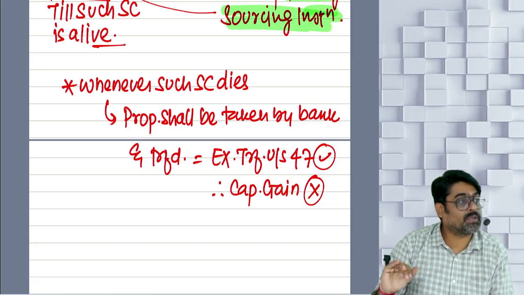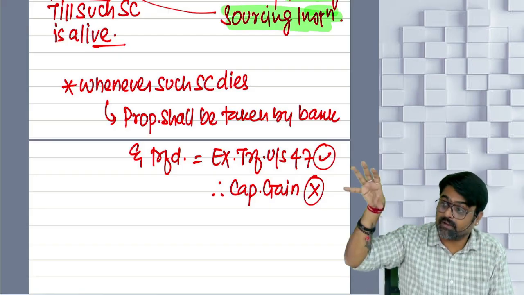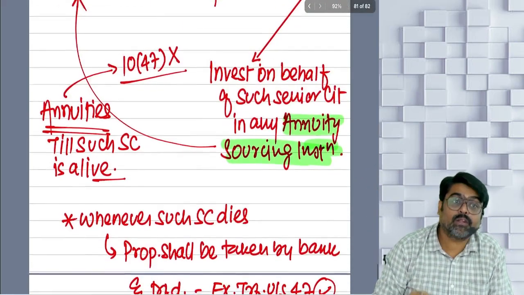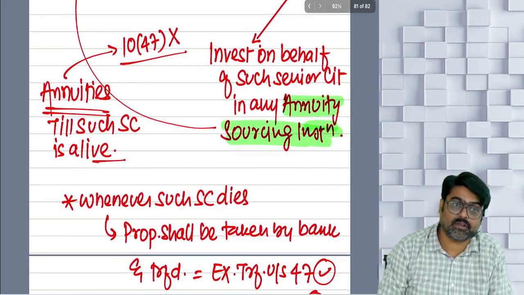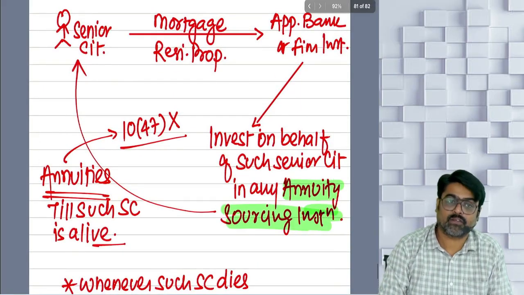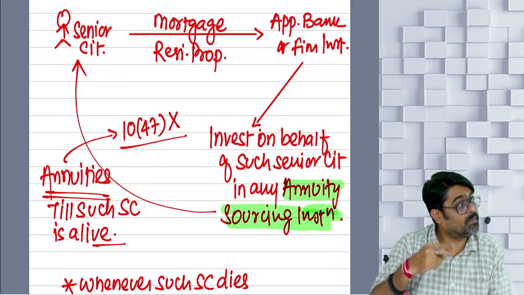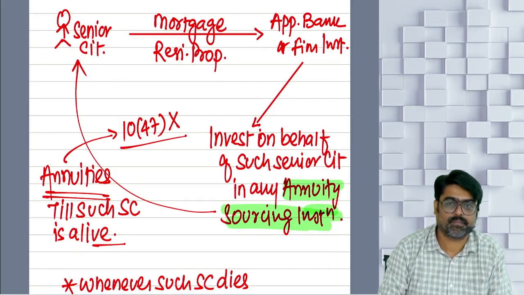But in the second option, the amount of loan, instead of being given to the senior citizen, will be invested in an annuity sourcing institution on behalf of the senior citizen, and from that institution regular income will go to the senior citizen, okay? And that income will not be exempt, that will be taxable as IFOS income.